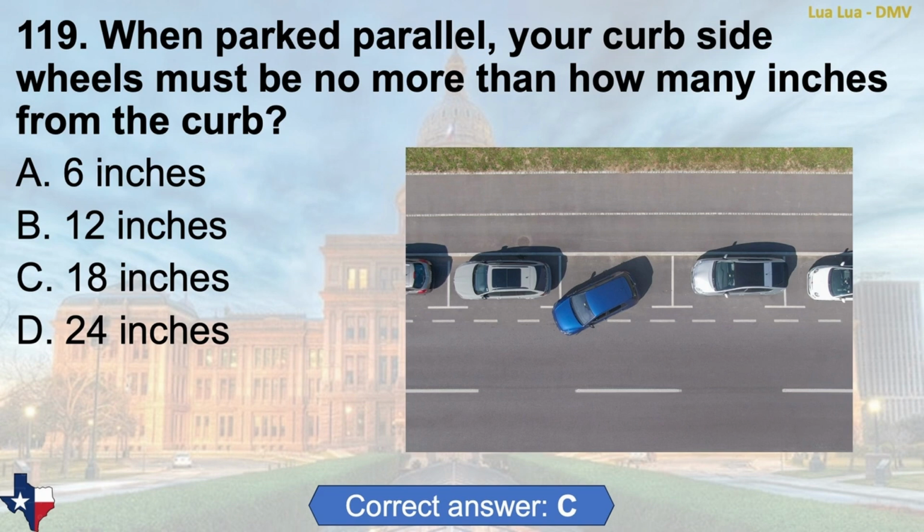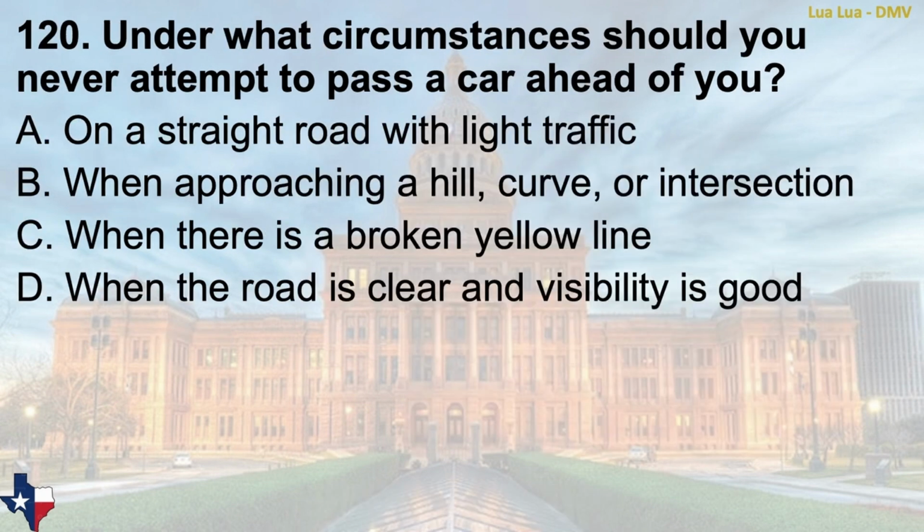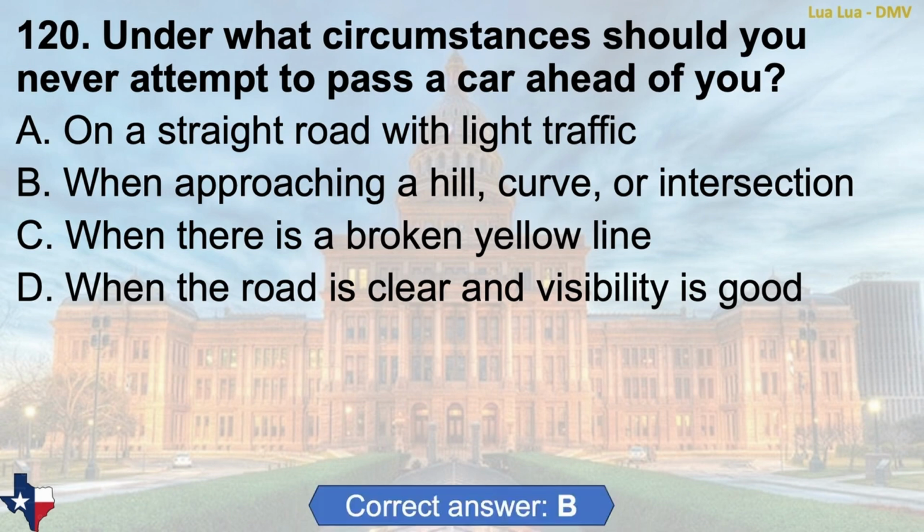18 inches. Question 120. Under what circumstances should you never attempt to pass a car ahead of you? A. On a straight road with light traffic. B. When approaching a hill, curve, or intersection. C. When there is a broken yellow line. D. When the road is clear and visibility is good. The correct answer is B. When approaching a hill, curve, or intersection.